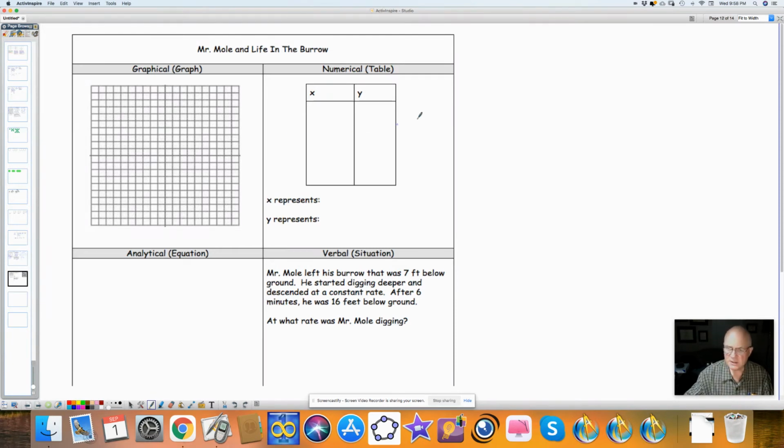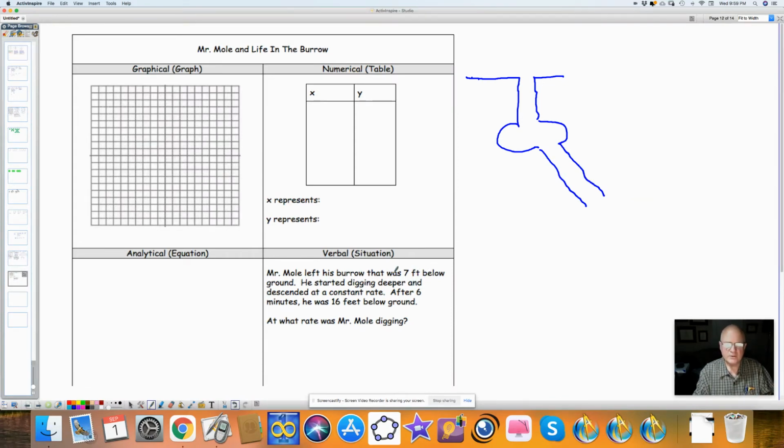So if we look at this, here is the ground level, and there's his burrow, there's his hole, and he goes down, down, down, and then he has a burrow. And he starts digging, and he's going to dig down further at a certain rate. This burrow is 7 feet below the ground.